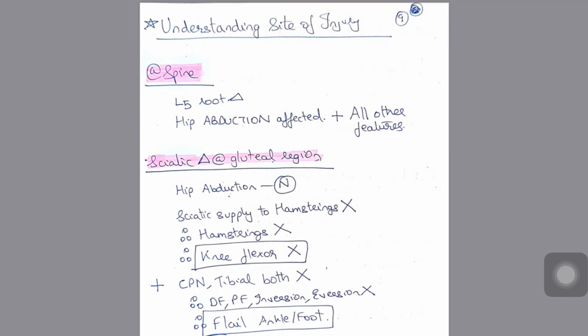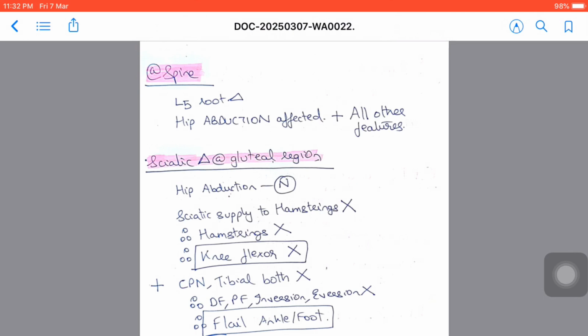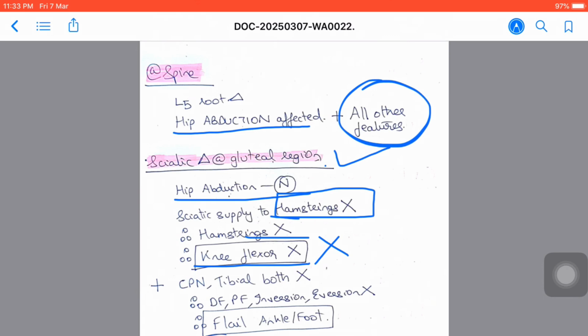Okay, so if it happens at the level of the spine, the L5 nerve root is affected. So hip abduction is affected. There is weakness in hip abduction, plus all other features of sciatic nerve injury, flail foot, all those things. Now, if the injury is to the sciatic nerve at the level of the gluteal region, what is spared? Hip abduction is spared because it is not at the spinal level, it is distal to the L5 nerve root. Okay. So the common etiology is posterior dislocation of the hip.